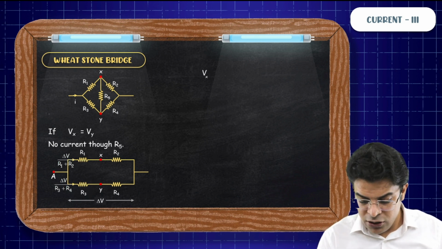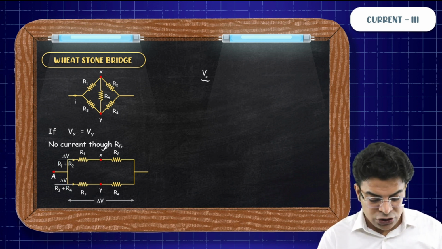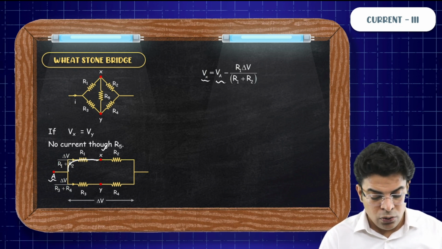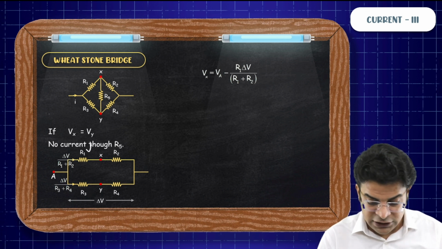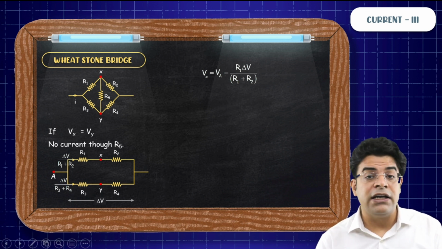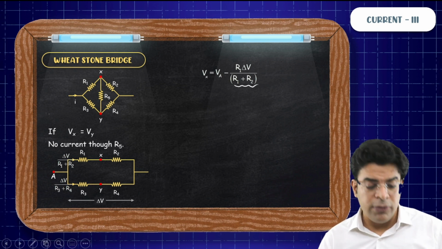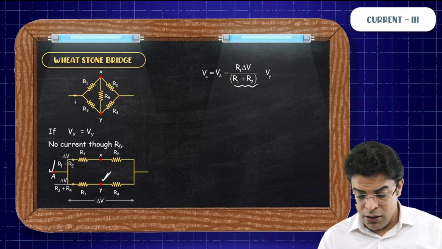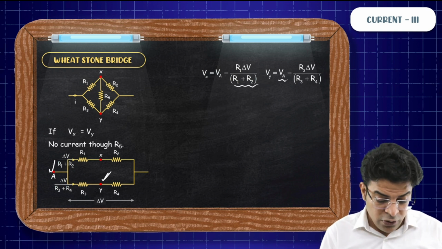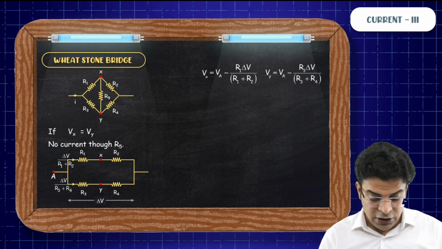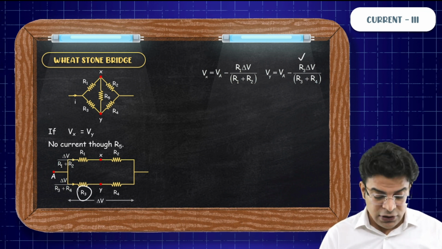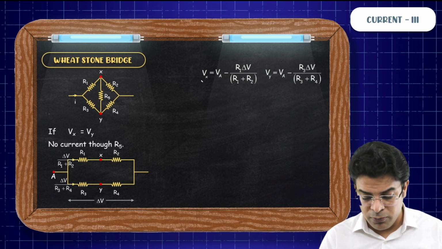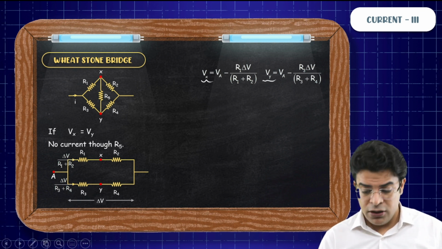So you can say Vx, the potential at X, has to be equal to potential at A minus the potential drop going from A to X, and the potential drop will be equal to resistance R1 times the current, which is delta V upon R1 plus R2. Similarly, the potential at Y can be written as potential at A minus the potential drop in going from A to Y, which will be nothing but the resistance R3 times the current flowing through it, which is delta V upon R3 plus R4.